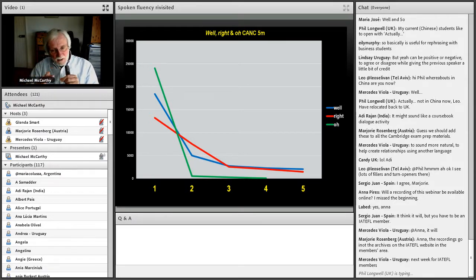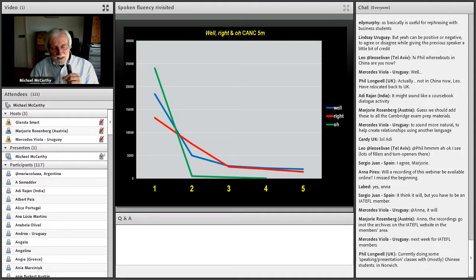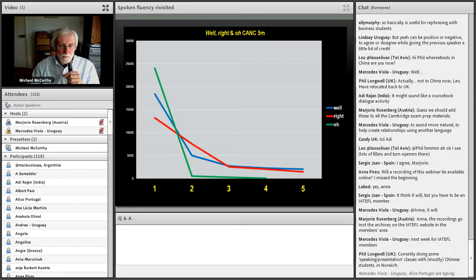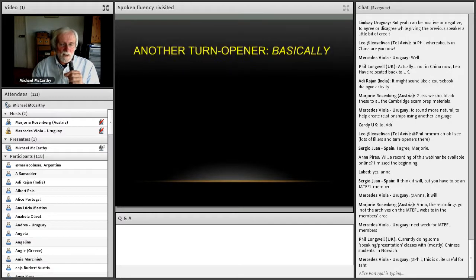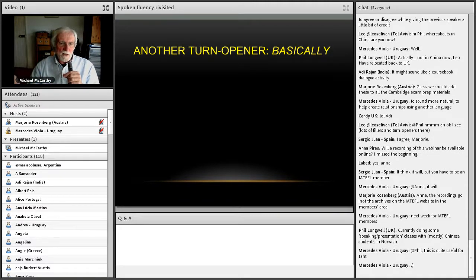Right is a little, the red there, right is a little bit less extreme. It's more tolerant of being a little bit later on in your turn. Using this kind of analysis, we can build up profiles of words and how these words are responsible for starting your turn and creating those links and creating fluency. I'll give you another example of a turn opener, because there are, of course, many common turn openers. This one was not on my graph, but it's a very common one. The word basically.